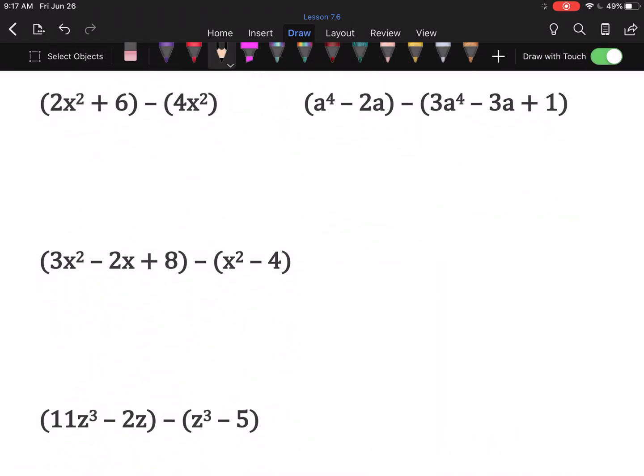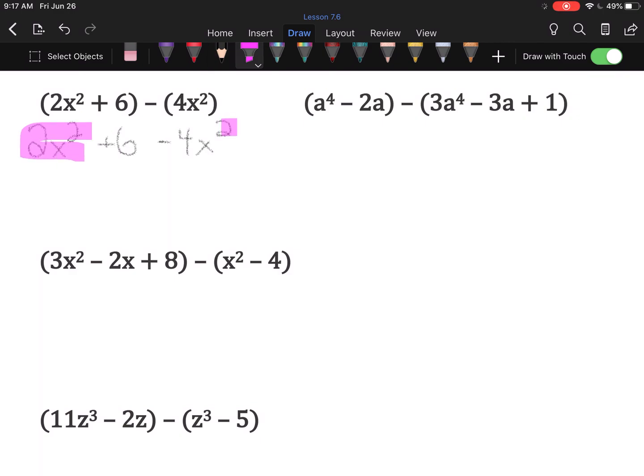Now we've got to pay attention, because we're subtracting. So what does subtracting do? Well, to the first set of parentheses, it does nothing. To the second set, it just changes the sign of everything. So 4x squared in its parentheses is positive, but because of the negative sign in front, it's actually negative.